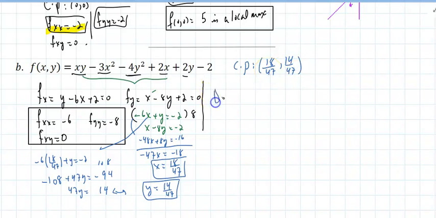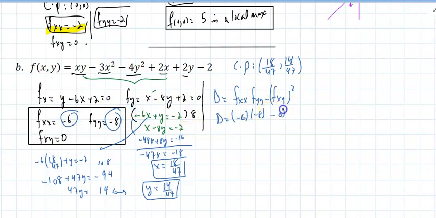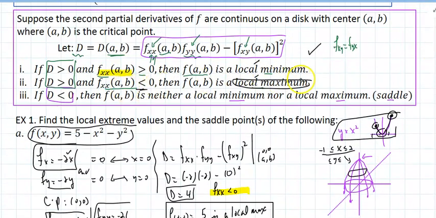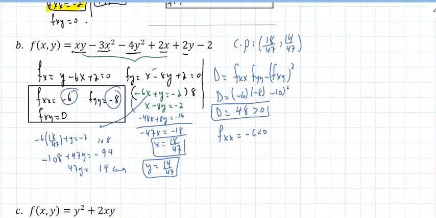Now what? I need to figure out D. D is f sub xx times f sub yy minus f sub xy squared. D happens to be f sub xx, which is negative 6, times f sub yy, which is negative 8, minus 0 squared. D happens to be 48. So D is positive. I am in luck. And f sub xx is negative. Again, no need to memorize this. If f sub xx is negative, I'm getting a maximum again.